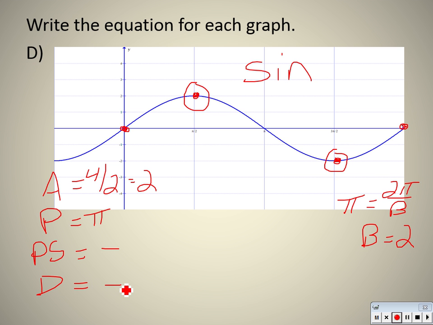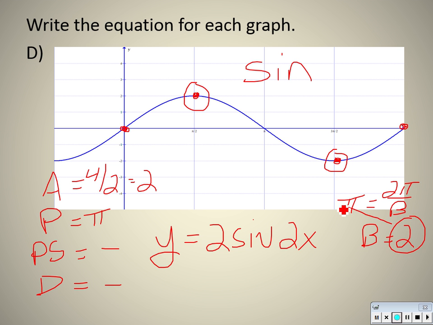So now that I have those values, now I can write my equation here. So I have y equals 2 times the sine of 2x. And I'm getting this 2 here from that right there. So that's the equation that I have for part D there.